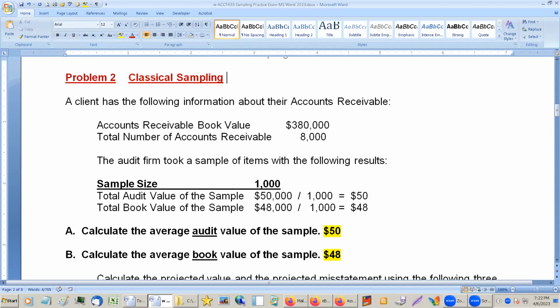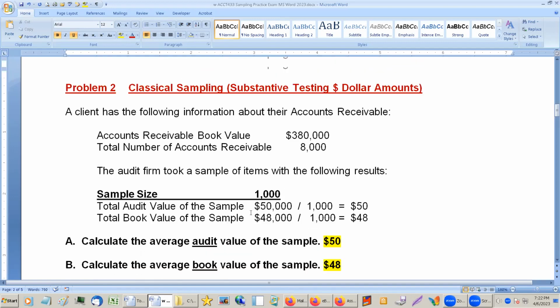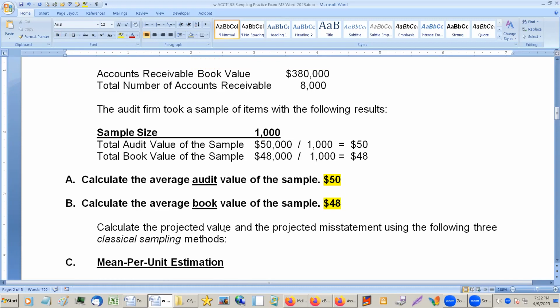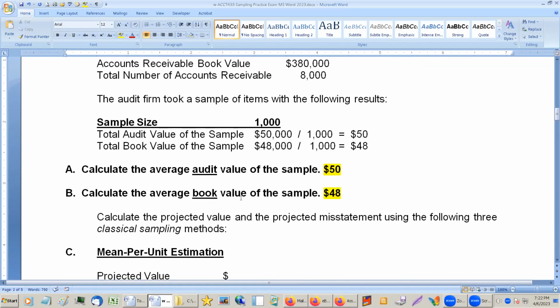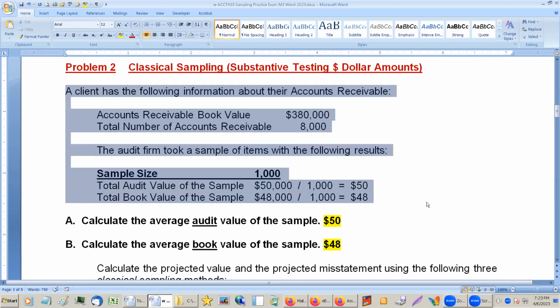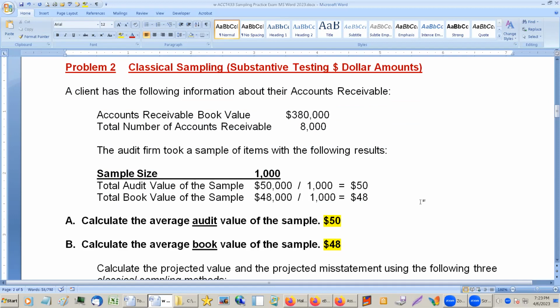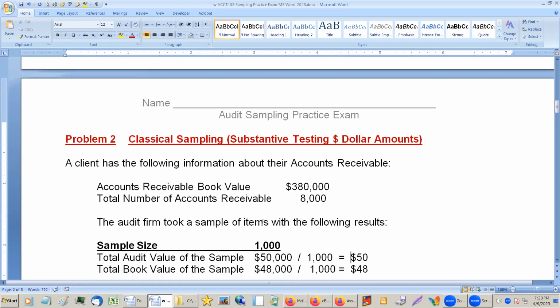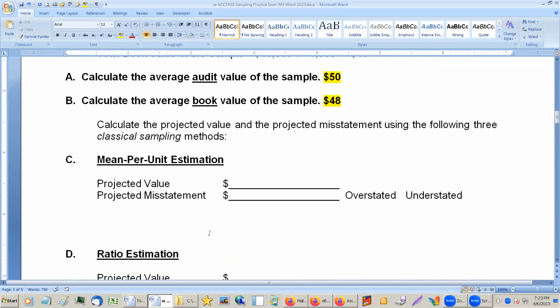This is substantive testing. Dollar amounts. And so this is where we're looking for material misstatements. Okay, and by the way, this is typically the way that they would have it on the CPA exam. A lot of times you'll see it in this kind of condensed form like this. Sometimes they'll just give you the audit average and the book average, but sometimes they have you do this, but they usually don't have it. It's not usually very involved. That's about as involved as it gets.